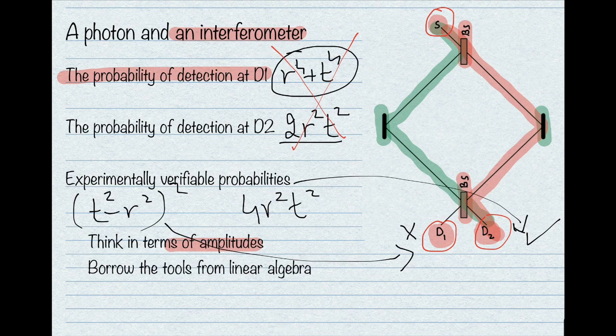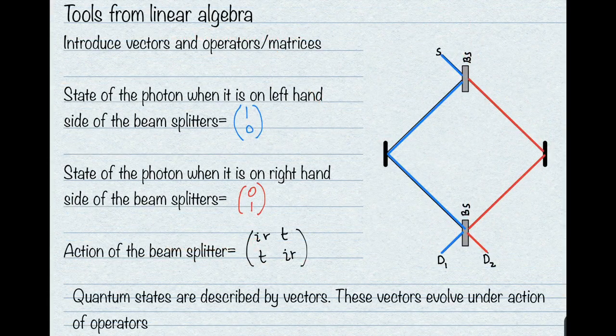We will see next that indeed this is true, and in order to work out these amplitudes and associated probabilities, we will borrow tools from linear algebra. The tools we will use are vectors and operators. We associate column vectors to describe the state of the photon in the following manner. The path shown below in the figure where the photon remains on the left side of the two beam splitters is one state of the photon, and we associate it with the column vector (1, 0). Similarly, we associate the column vector (0, 1) to the state of the photon when it is following the path shown in red in the figure.